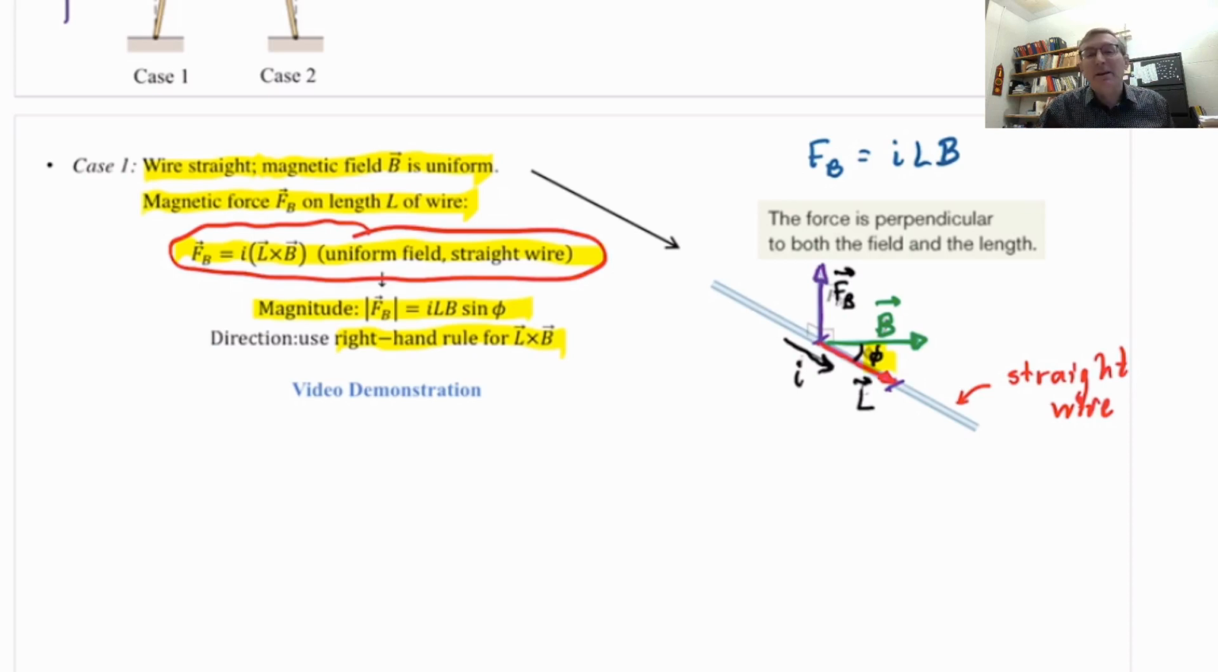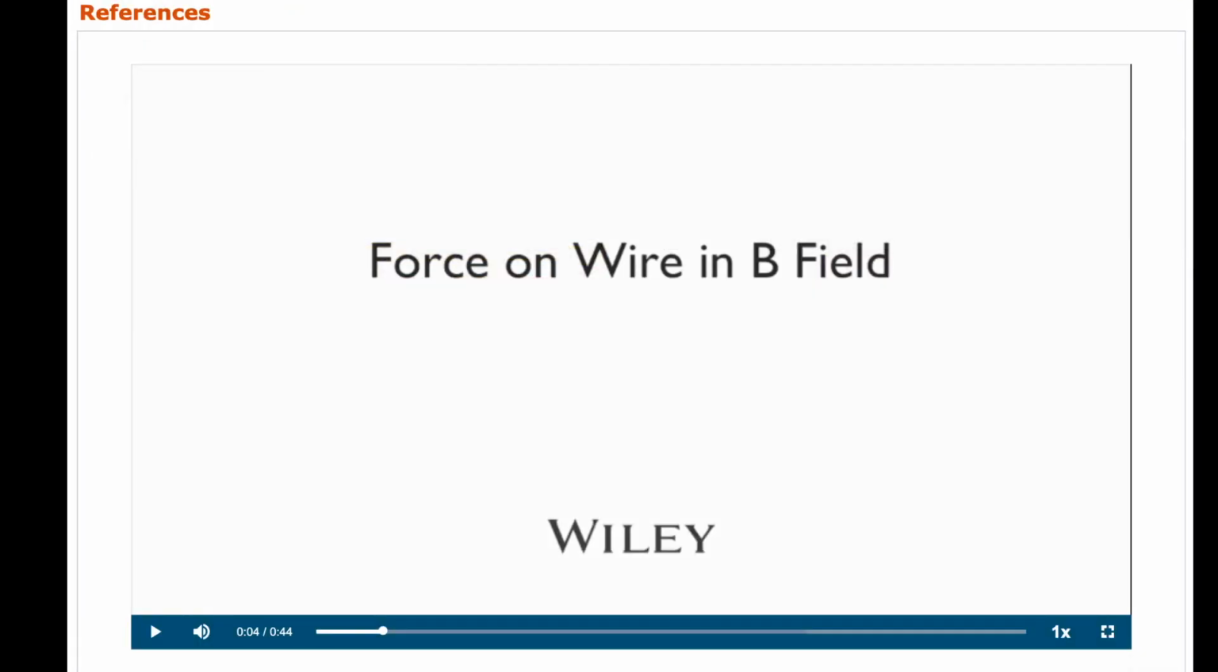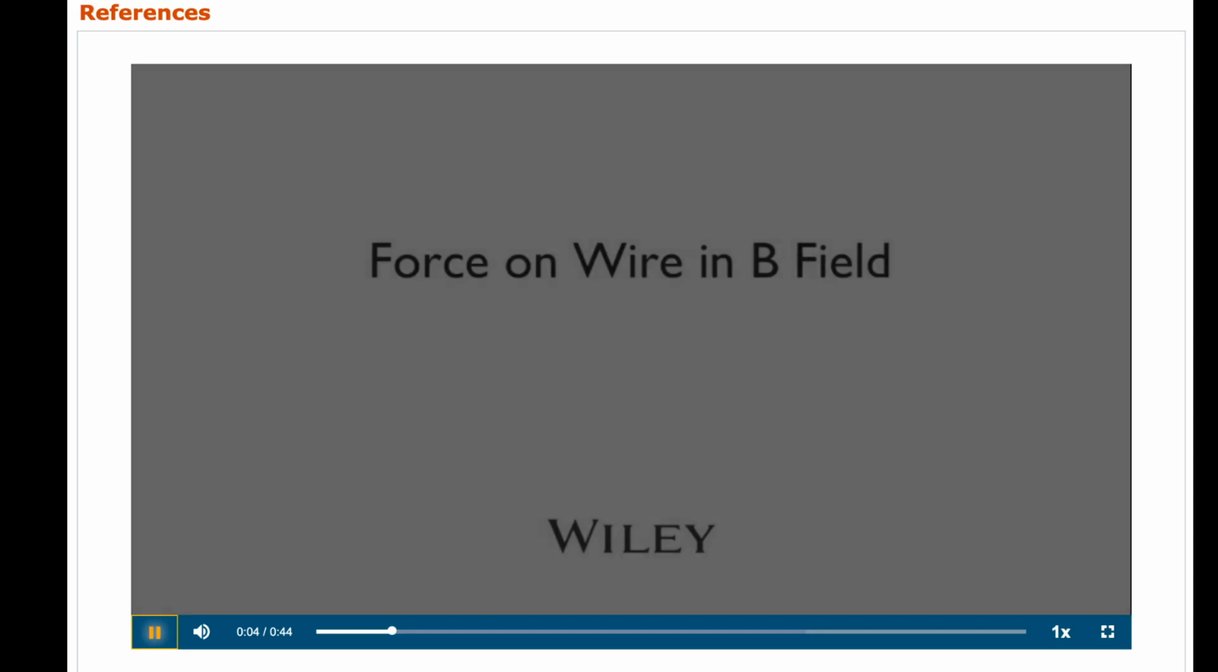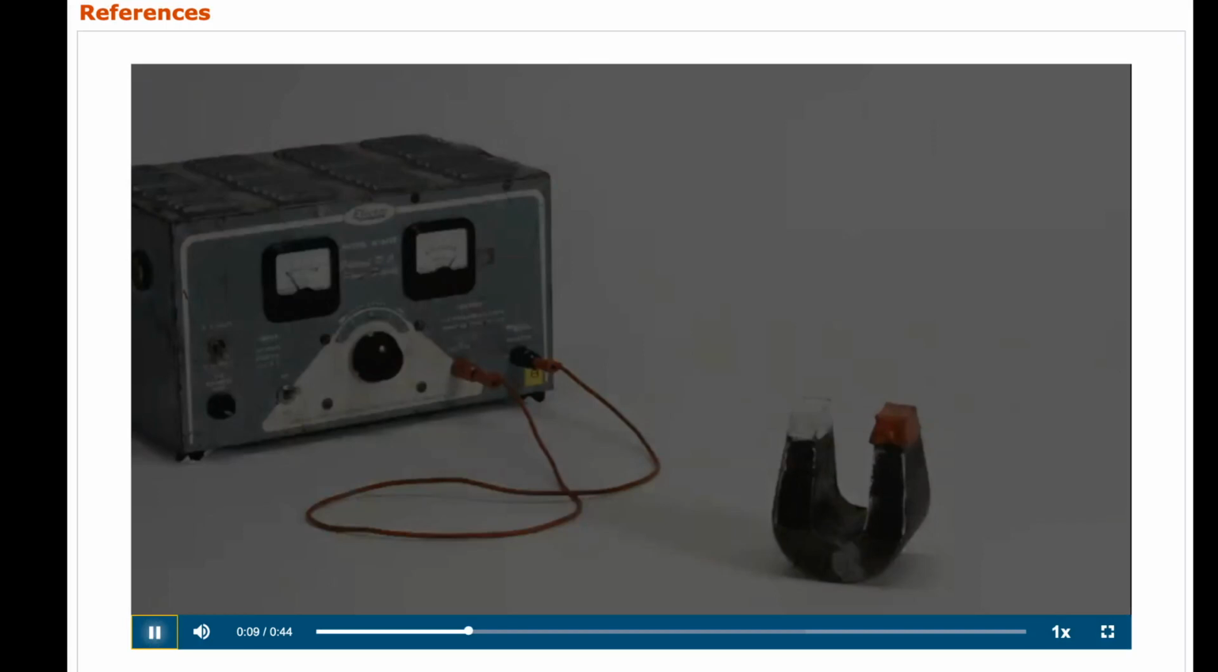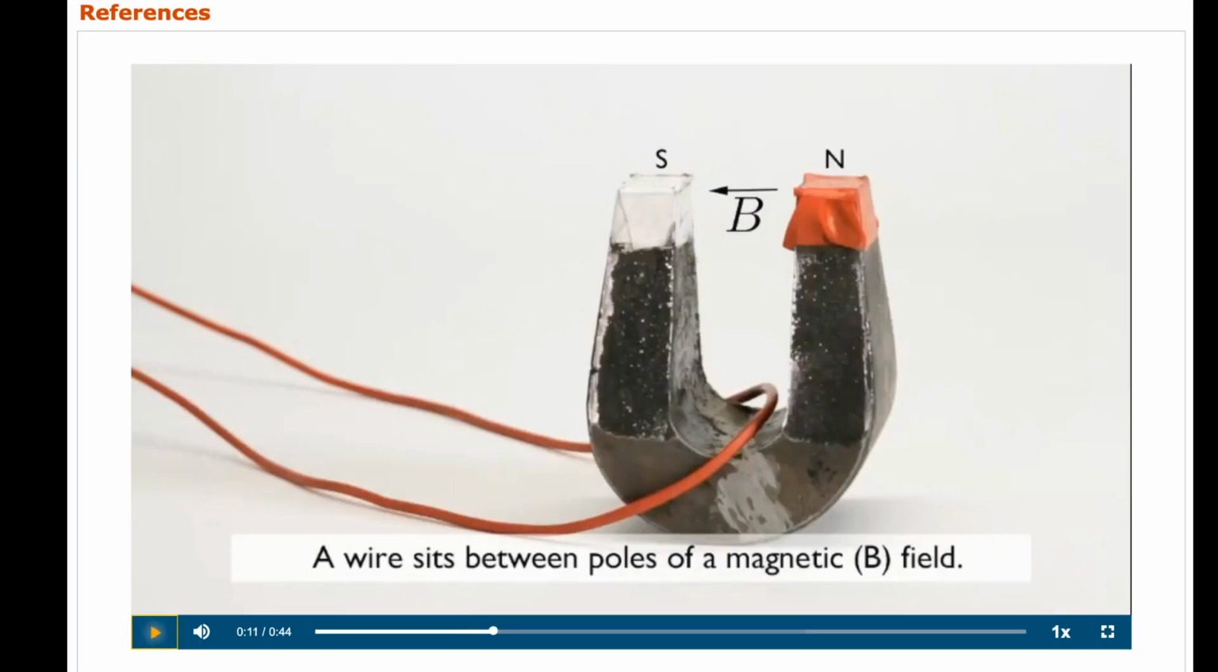Now let me just demonstrate to you, I'm going to use a Wiley Plus video, that this really does happen, that this is a real phenomenon. It's not hard to show. And Wiley Plus has a video of it: force on a wire in a magnetic field. So let me just run this. You can see you got a wire and you got a permanent magnet. Let me just pause it. A wire sits between the poles of a magnetic field. It shows one representative magnetic field vector, B, for the permanent magnet.